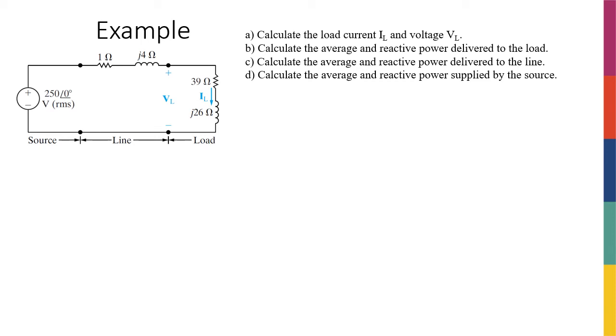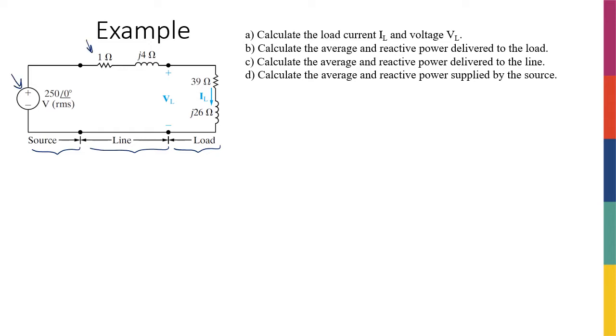Okay, so let's go ahead and solve an example. In this example, a circuit has been given to us. The circuit has three different sections. There's a section called source, there's a section called line, and there's a section called load. These sections are really provided to give you an idea about what's going on. It doesn't really change our circuit analysis. It's still a circuit with a voltage source and a bunch of impedances.